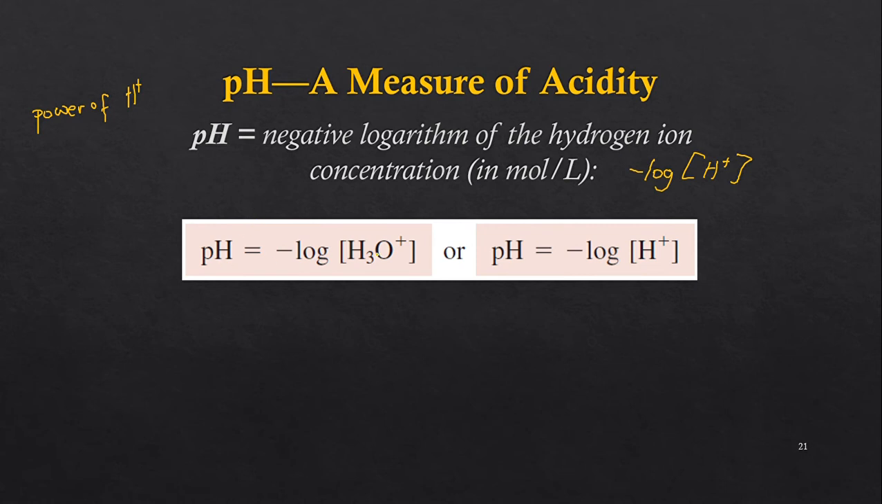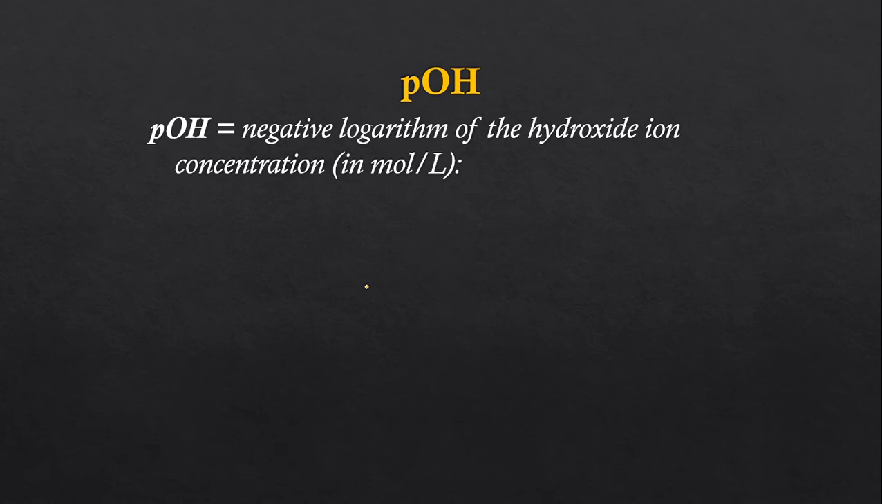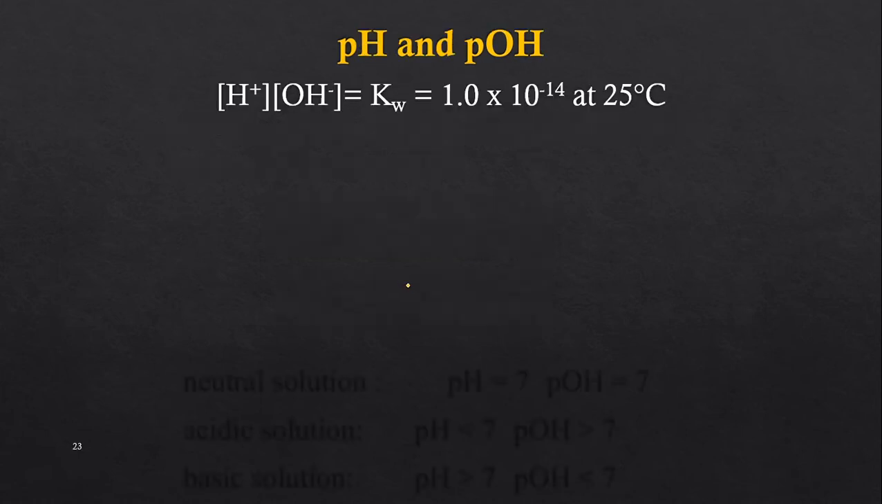pH is the negative logarithm of the concentration of hydronium ion, or the negative logarithm of the concentration, again the bracket, right? Concentration of hydrogen ion. Okay. So, to get the concentration of hydronium ion, or hydrogen ion, we will make the pH a negative exponent. Okay? So, pOH is the negative logarithm of the hydroxide ion concentration in mole per liter or in molarity. So, the concept is the same.